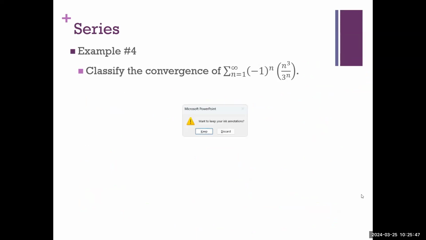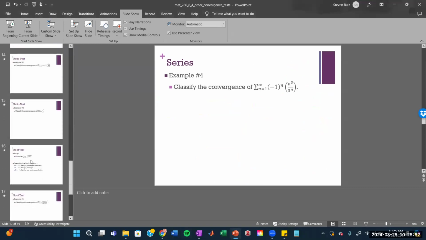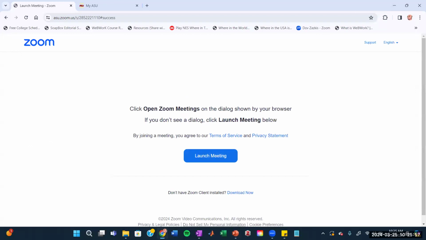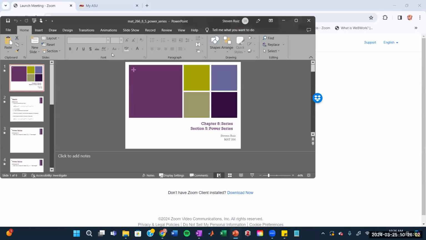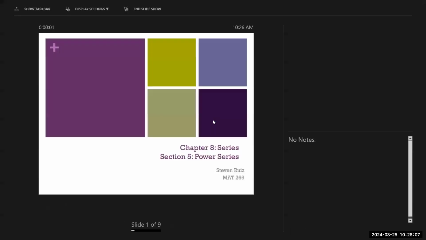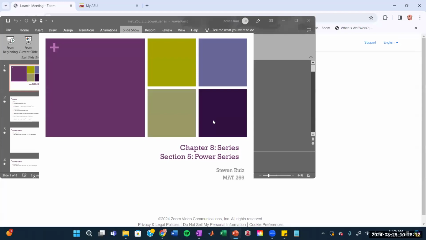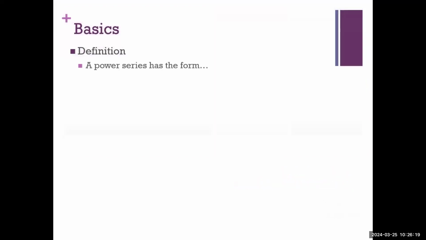Okay, so let's move on to 8.5. Yana was right that the ratio test is the most versatile thing going forward. So something I want to talk about today is a power series. So what is a power series? At its heart, it's no different than the other kinds of series we've talked about, but I do have one characteristic that we're not used to yet. So basically a power series is something of this form.